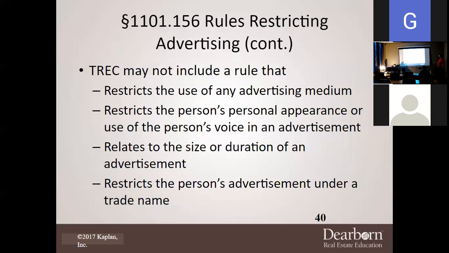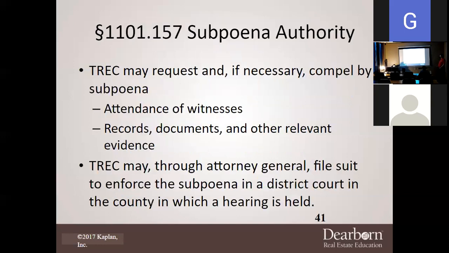But no, they can't say something to me like, Justin, your voice sounds too nasally, so you can't be in any type of advertisement. You can't do that either, okay? In the situation, they have to allow everybody the same opportunities, okay? It relates to the size or duration of an advertisement. They can't tell you, Mr. Eugene, you talk too much, so we're going to cut you down. You only get 10 seconds, okay? They can't do that, okay? And they can't restrict the person's advertisement under a trade name. They can't do that either, okay?